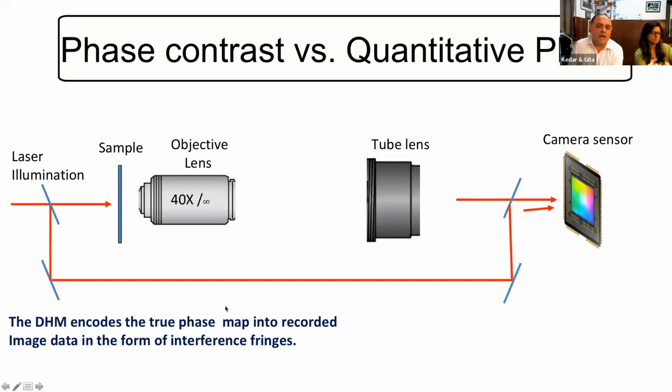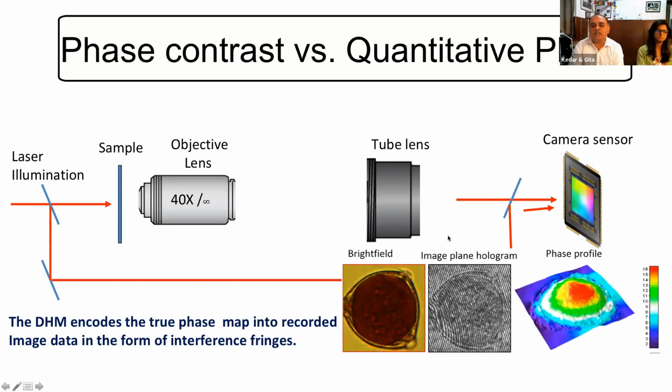So the true phase map of this object on this sample slide is now converted to interference fringes that look like this. You can look at the bright field picture, which you can record without the secondary beam or reference beam. But when you have the laser on, and when you have both the beams on, you can actually record something that I call an image plane hologram. These lines that you see are actually interference fringes that everybody learns in undergraduate physics.